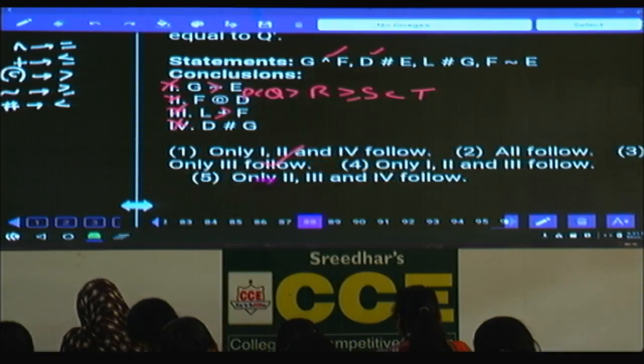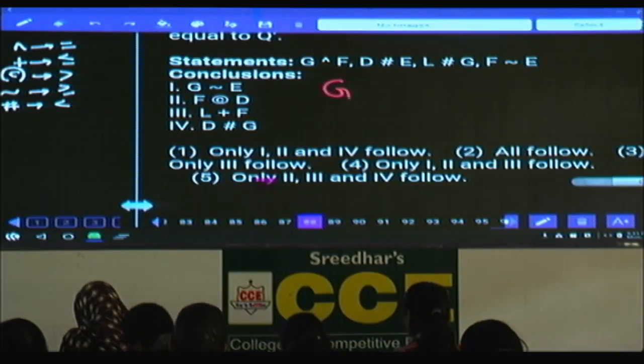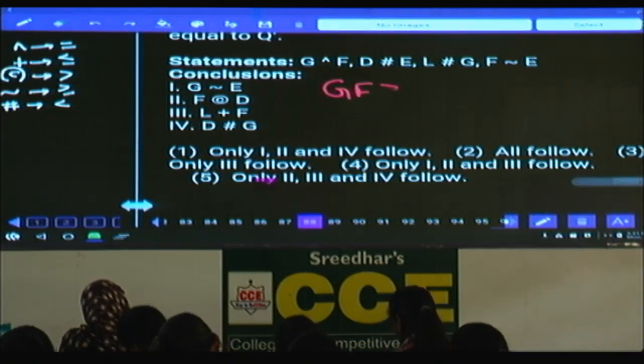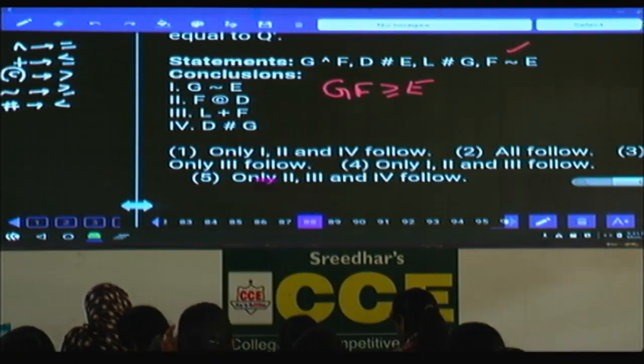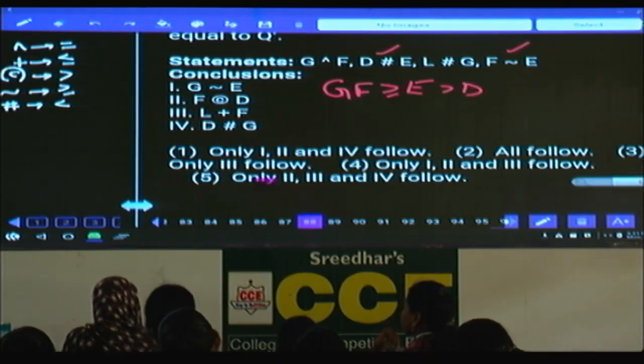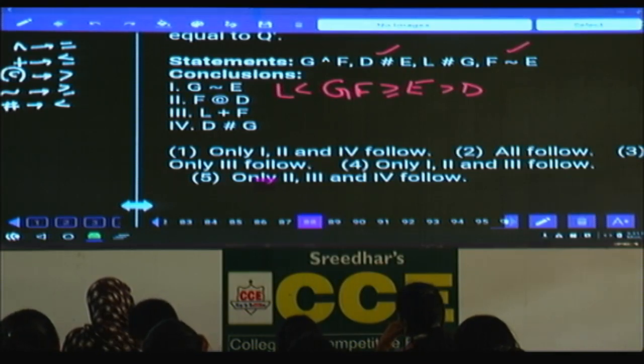Then coming back to 88. Now in this 88, G equals to F, and next one F and E. F greater than or equals to E, and next one D hash, D lesser than E, E greater than D, and next one L hash. L hash means L lesser than G. L lesser than G equals to F greater than or equals to E greater than D.